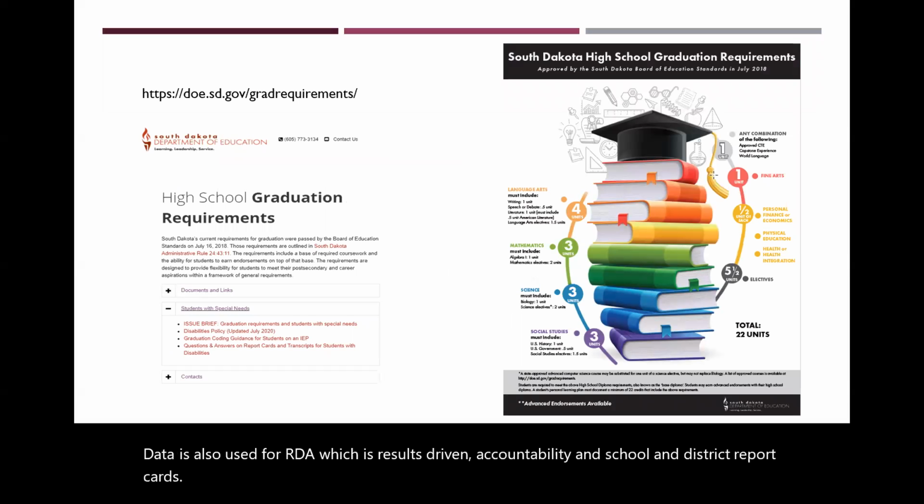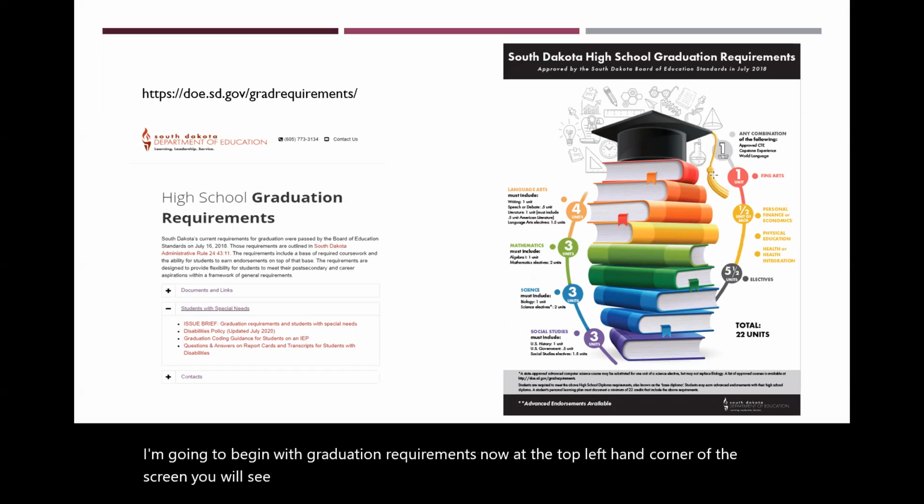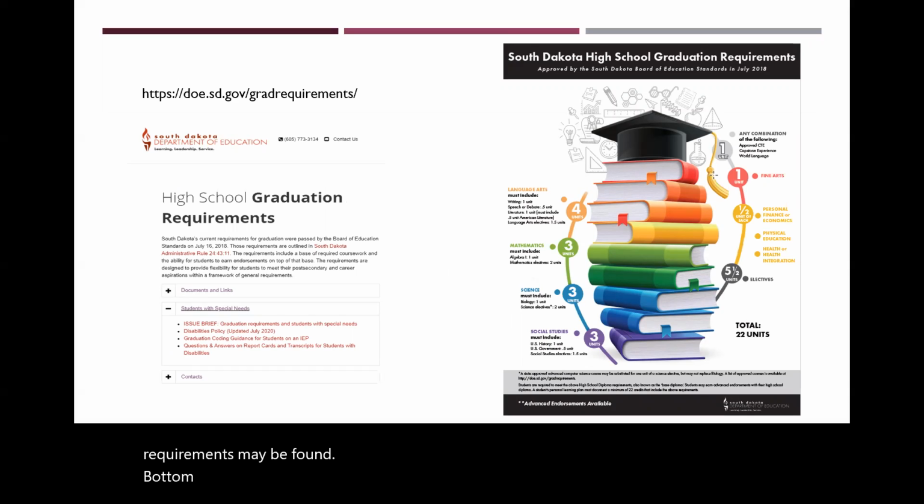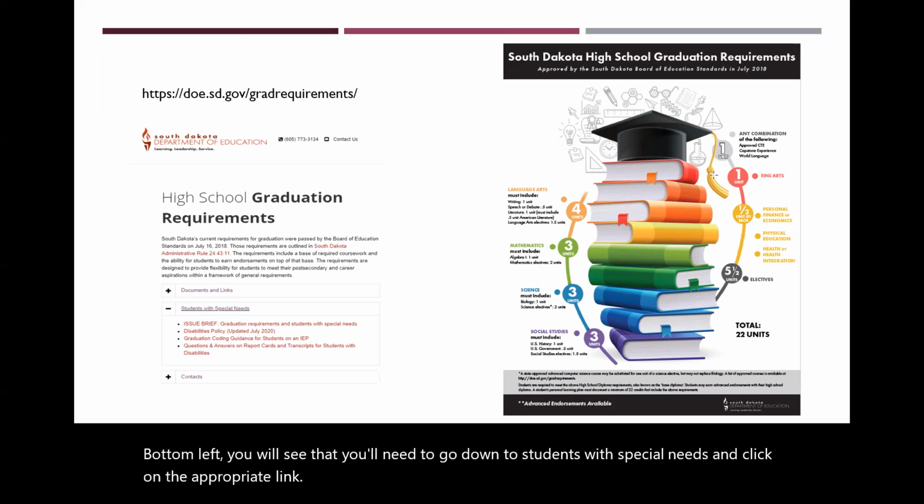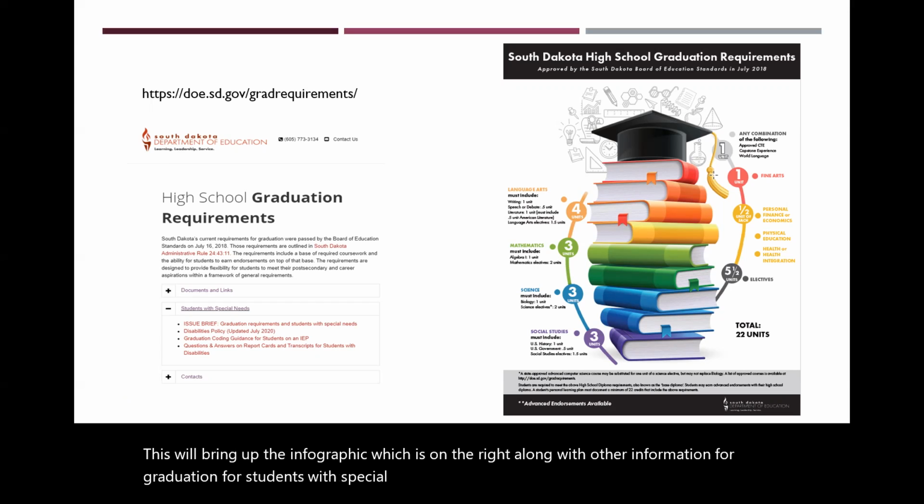I'm going to begin with graduation requirements. Now, at the top left-hand corner of the screen, you will see the Department of Education website where those graduation requirements may be found. Bottom left, you will see that you'll need to go down to Students with Special Needs and click on the appropriate link. This will bring up the infographic, which is on the right, along with other information for graduation for students with special needs. Today, we'll be focusing on that basic high school diploma.